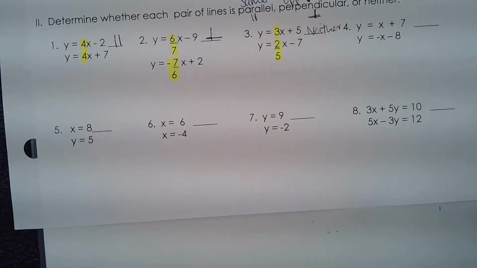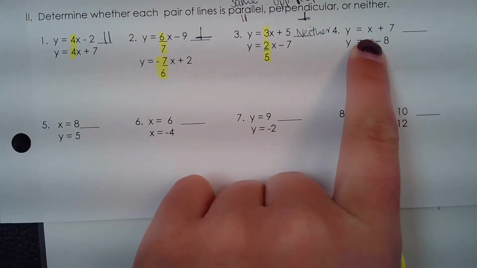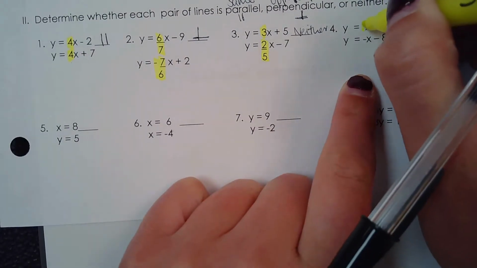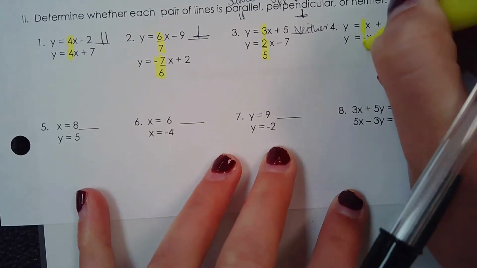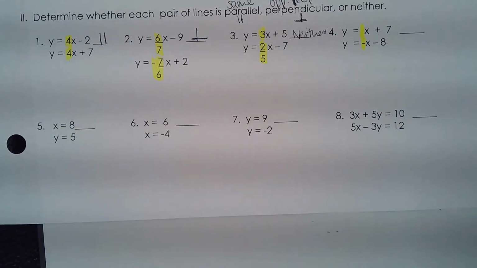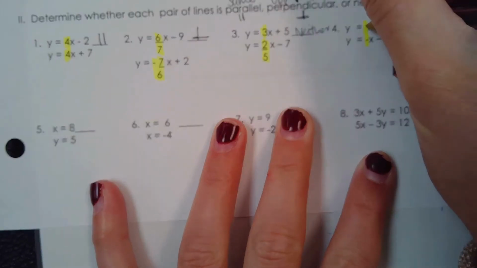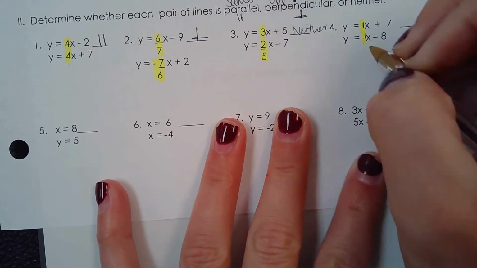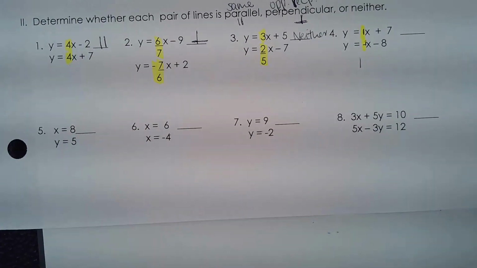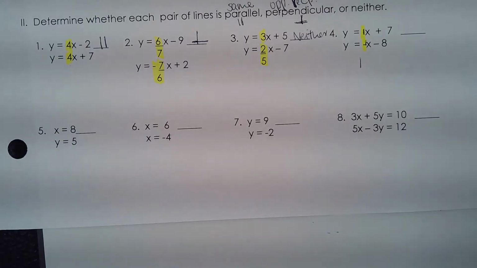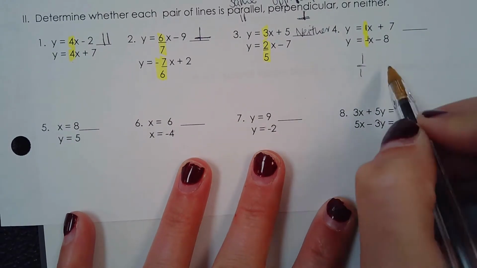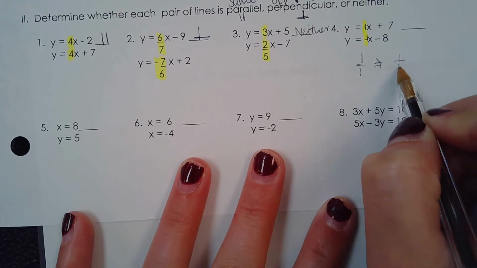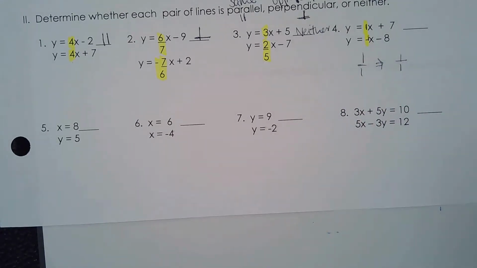All right, so what about number 4? What's the slope on the first one? 1. What's the slope on the second one? -1. So are those opposite? Yes. Are they reciprocal? If I take 1, that's the slope of the first one, right? And how can I write that as a fraction? 1 over 1. When you flip it, what do you get? 1. So are those opposite reciprocals? No.